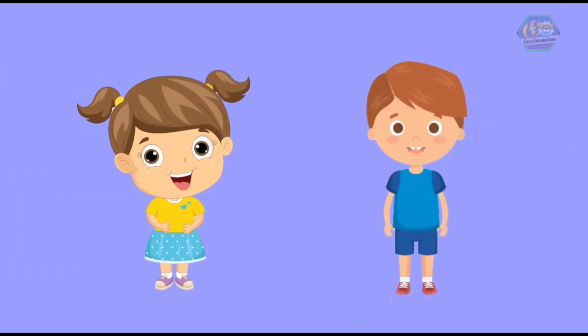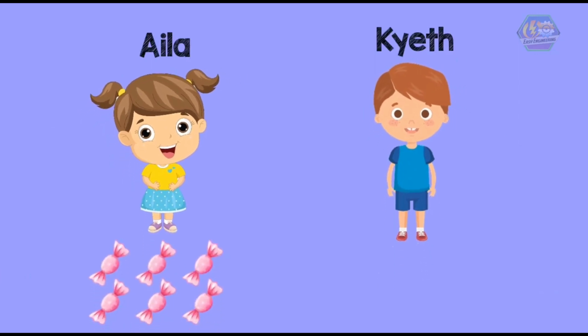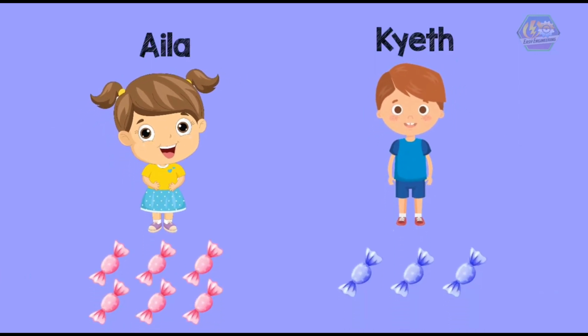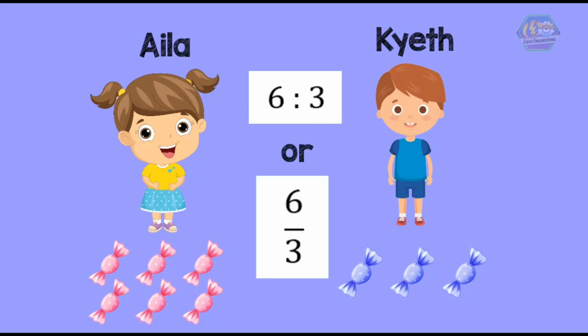There are 2 kids, namely Ayla and Kit. Ayla has 6 candies while Kit has 3 candies. Therefore, the ratio of candies Ayla and Kit have is written as 6:3. This can be read as 6 is to 3. We can also write it as 6 over 3.